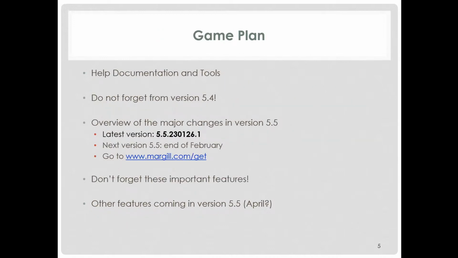Okay, game plan. We're going to cover what's available in terms of documentation on the website. We'll go over what's new in version 5.4. We'll look at the major changes in version 5.5. Currently, the latest version is from January 26, 2023. There will be a new version out by the end of February, which will contain most of what we're covering. We'll look at some important features which people are not always using, and what's coming up in version 5.5, probably in April. A couple of cool things in there.